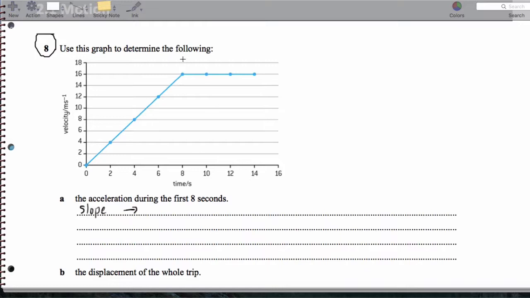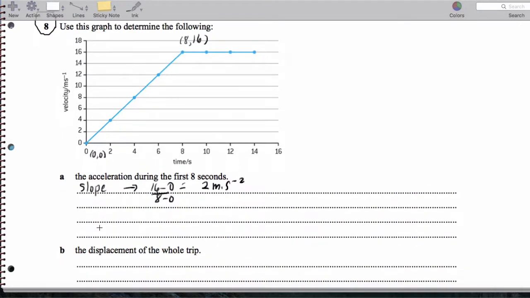So I'll take this point here. I'm actually going to be clear with my point too. This is 8, 16. This is 0, 0. Now I get the rise over the run, which is 16 minus 0 over 8 minus 0, which is going to be 2 meters per second squared.